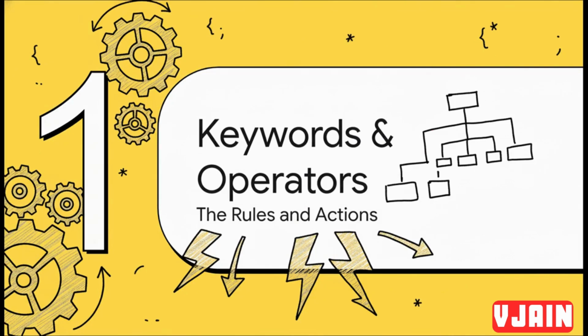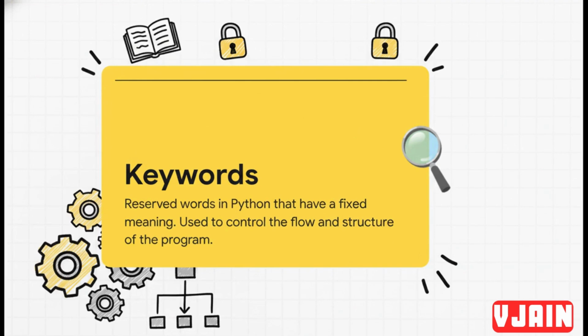All right, let's kick things off with our first 2 types of tokens. Think of these as the rules of the game and the actions you can take. We're talking about keywords, which set the rules, and operators, which are the symbols that actually perform actions. Okay, so first up, we have keywords. These are like these sacred, reserved words of Python.